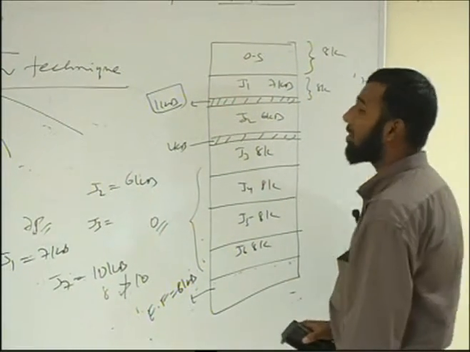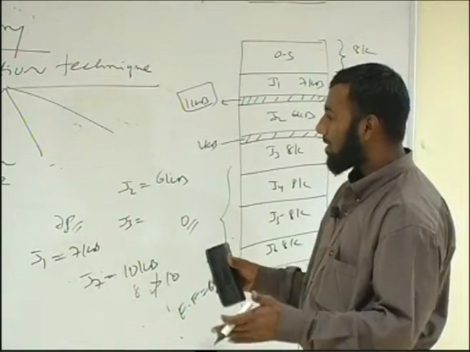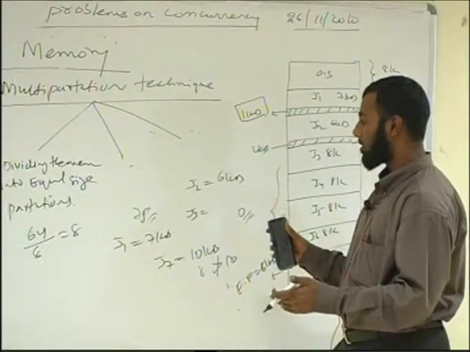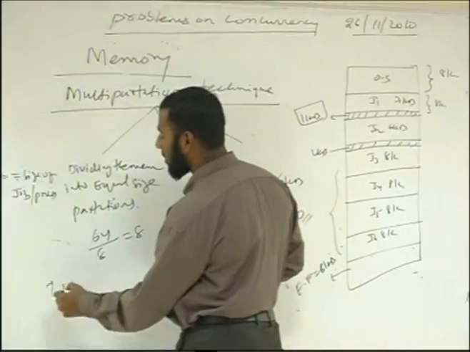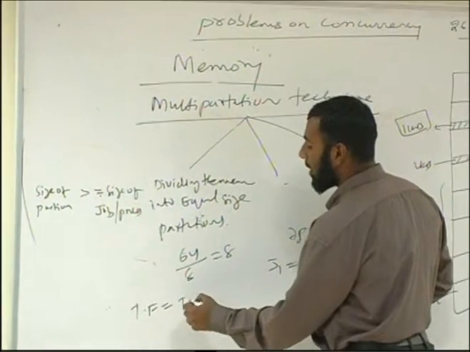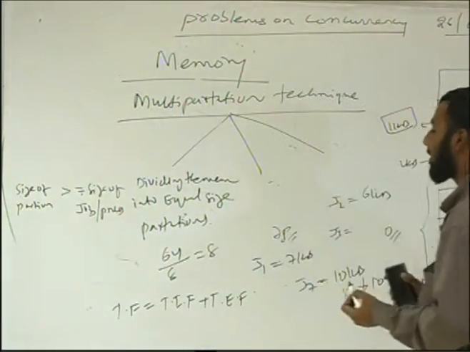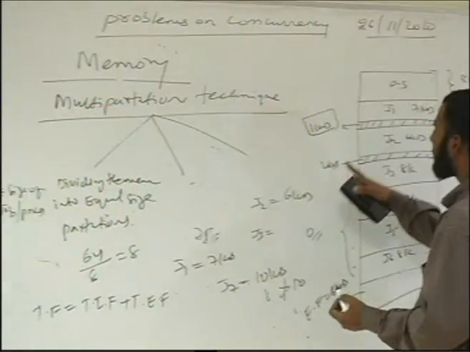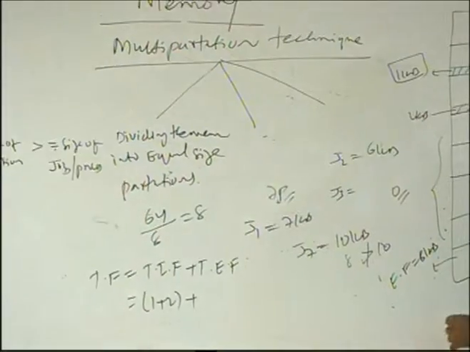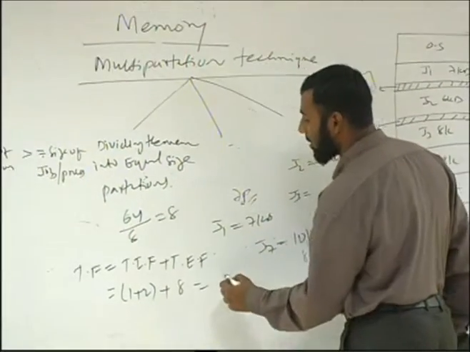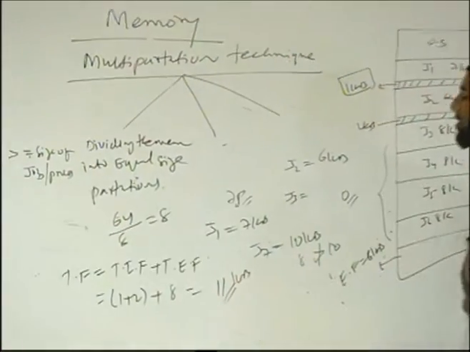Now the problems can be asked. They will give you jobs with their arrival times and sizes, and ask you to find the total fragmentation. The formula for total fragmentation is total internal fragmentation plus total external fragmentation. Total internal fragmentation is 1 plus 2, plus total external fragmentation here is 8. Total fragmentation is 11. So 11 kilobytes of memory was inefficiently utilized.